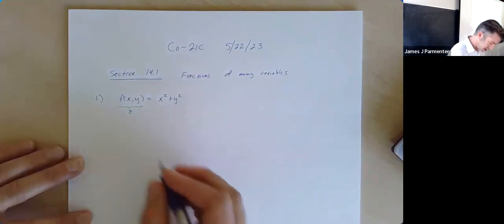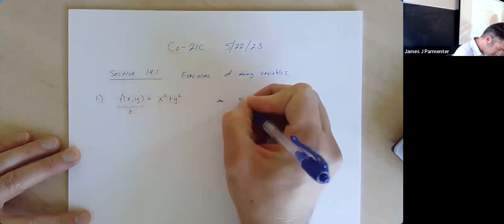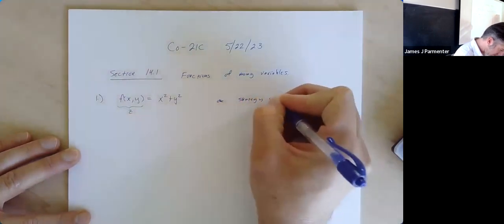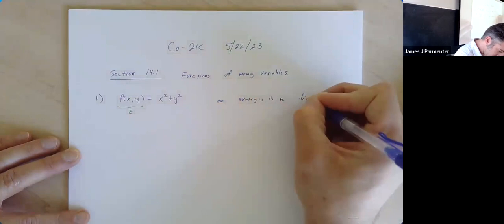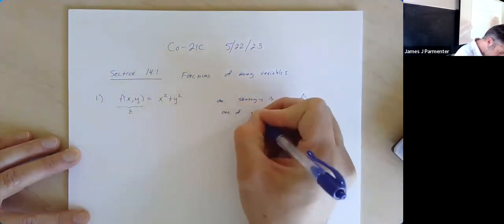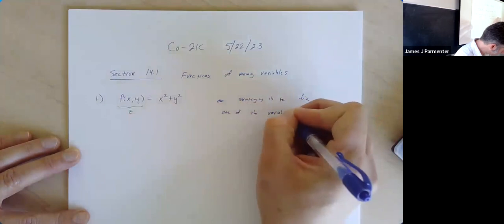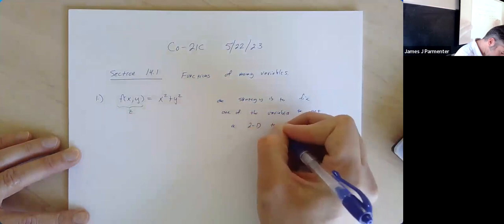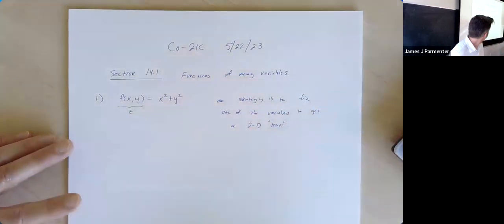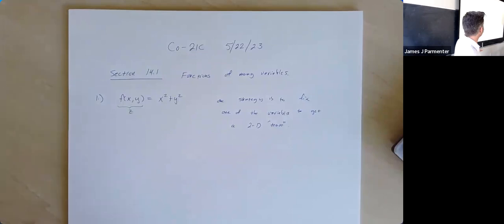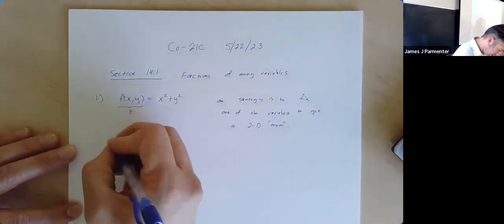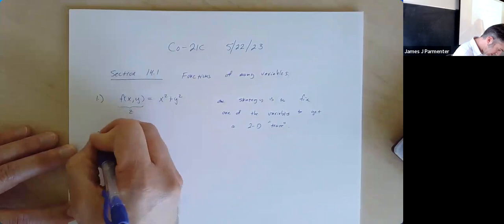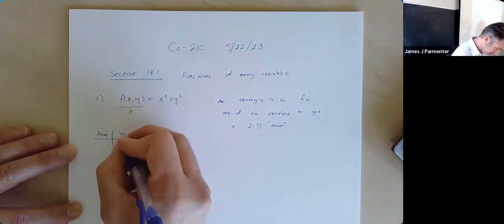One strategy is to fix one of the variables to get a 2-dimensional trace. Often people will say, let's graph the traces of a function to give us an idea of what it's going to look like as a 3D shape.